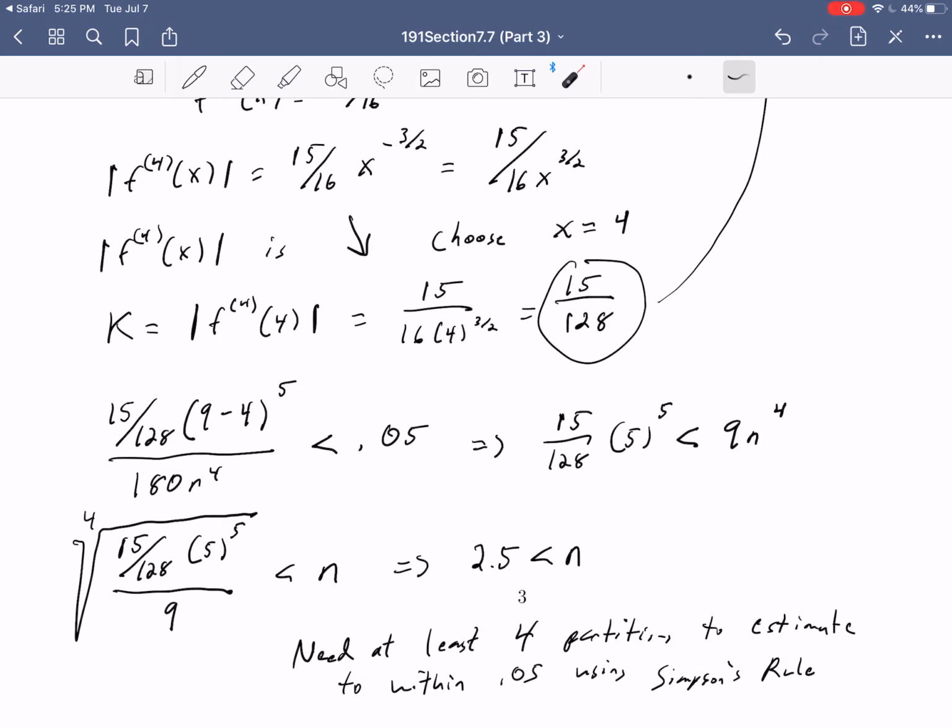This pretty much concludes section 7.7 for us. In our next video, we'll be moving into section 7.8, turning our attention away from approximate integration to what are called improper integrals, which are going to be integrals that either extend to infinity or involve discontinuities.